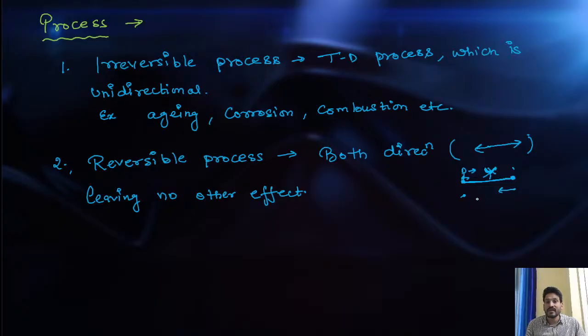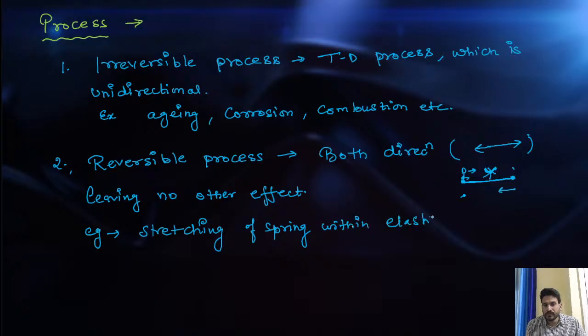Why? Because it leaves some other effect also. So reversible means it follows exactly the same path without leaving any other effect, okay? So what are the examples? Like stretching of a spring within the elastic limit, because if you go beyond the elastic limit, then the spring cannot regain its original shape.